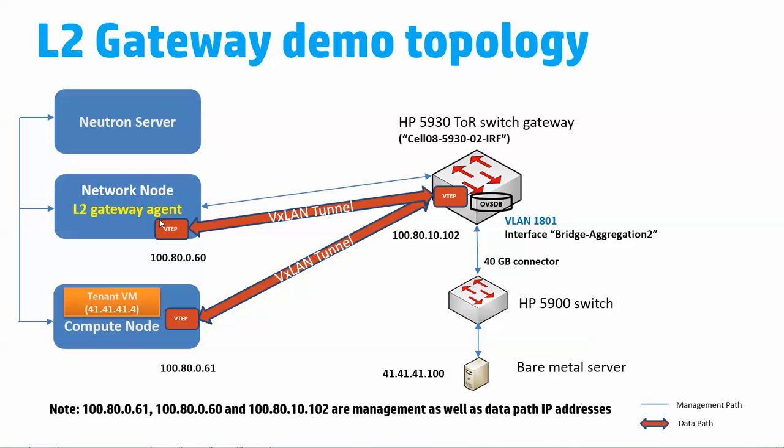As we can see, the network node's VTEP IP is 100.80.0.60, the compute node's VTEP IP is 100.80.0.61, and the VTEP IP of the 5930 L2 gateway is 100.80.10.102. All these nodes, the network node, the compute node, and the 5930 gateway, have these IPs as both management and data path IPs. So with this in mind, let's go to the real demo of the use case.